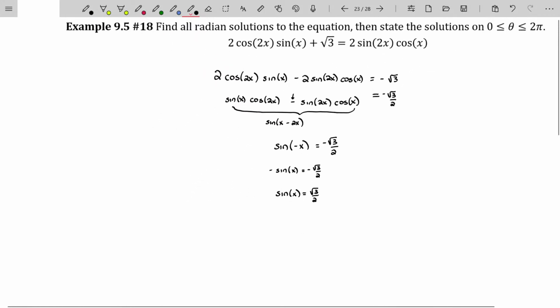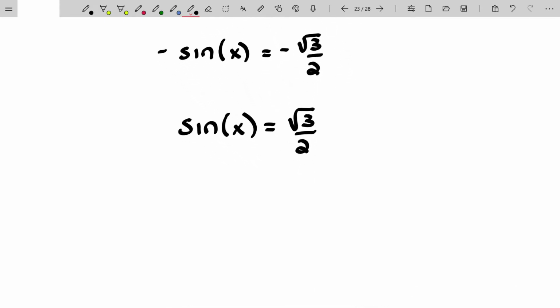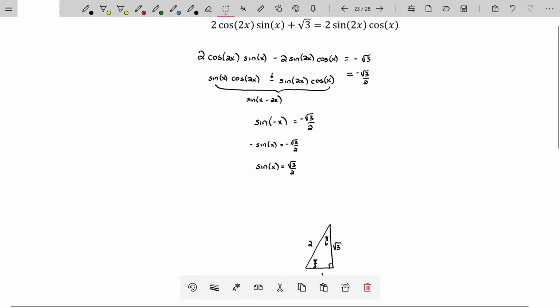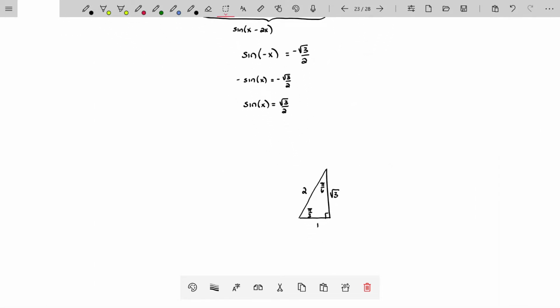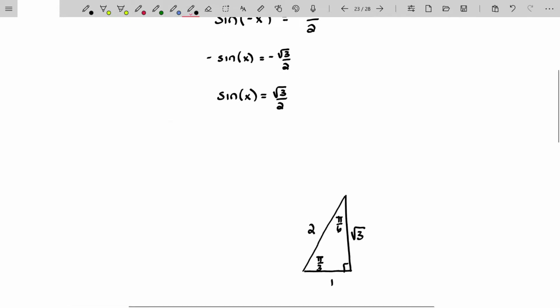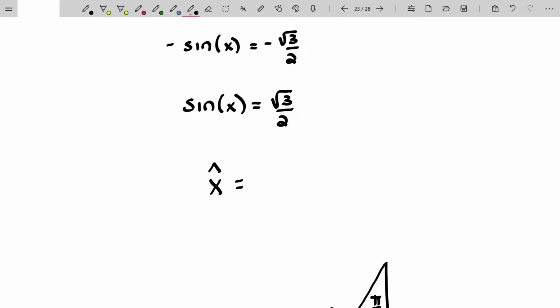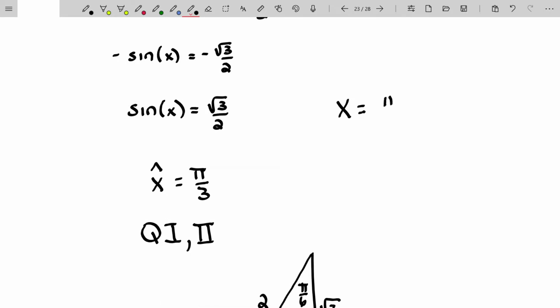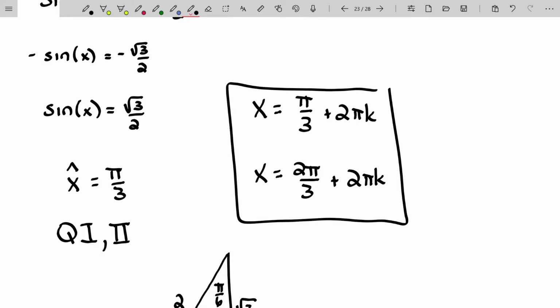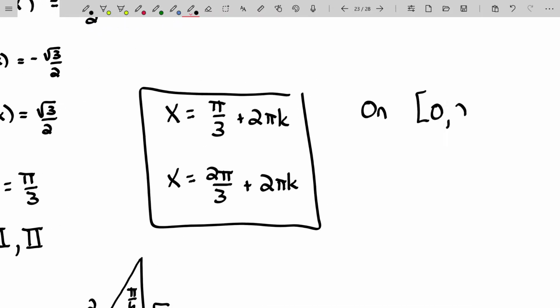We want our solutions in radians, so let's go ahead and paste in the special triangle. And we see that the sine of pi over 3 is root 3 over 2. So our reference angle is pi over 3. And our quadrants are 1 and 2. Therefore, our solutions are pi over 3 plus 2 pi k and 2 pi over 3 plus 2 pi k. Those are all solutions, and on 0 to 2 pi, our solutions are just going to be pi over 3 and 2 pi over 3.